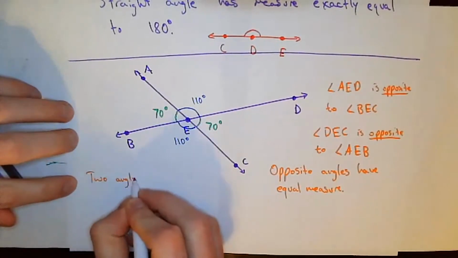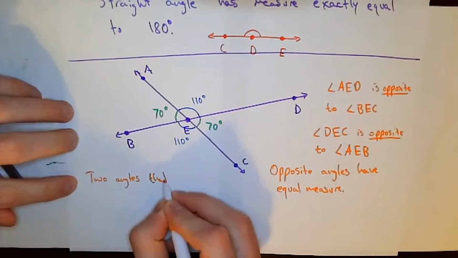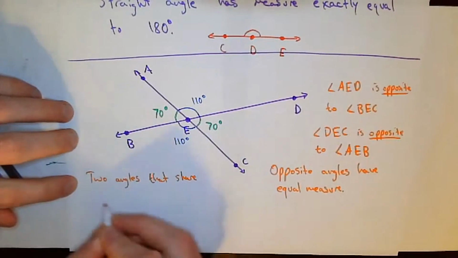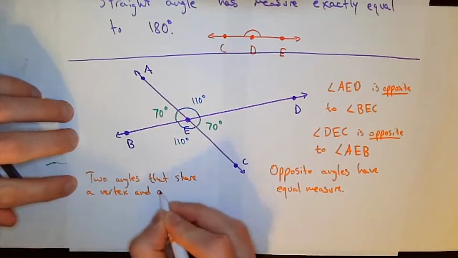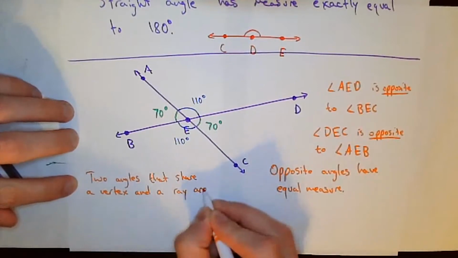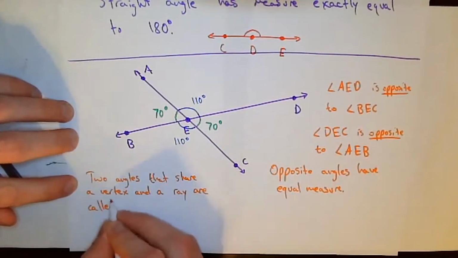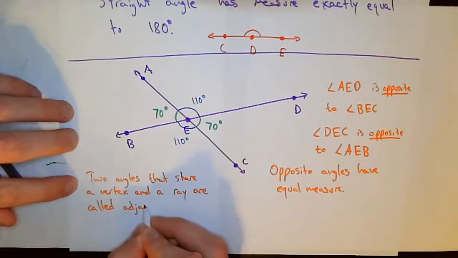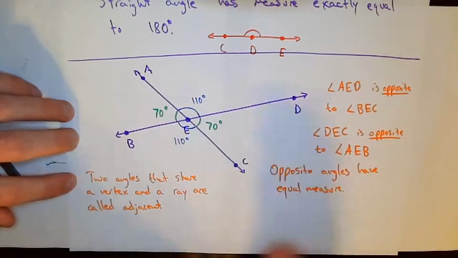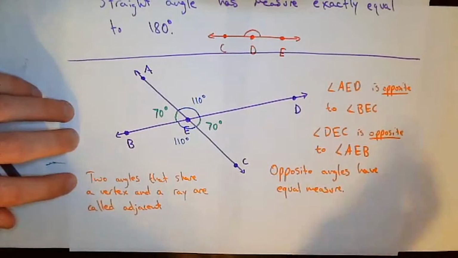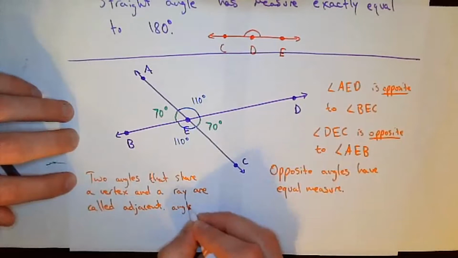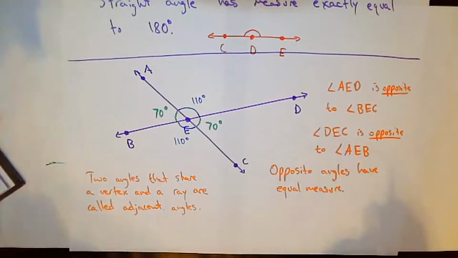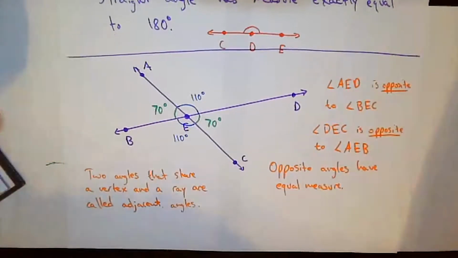Two angles that share a vertex and a ray are called adjacent. Now you might already know that adjacent literally just means two things that are next to each other. Like if you're sitting next to someone, you're adjacent to them. It just means next to. It's the fancy way for it. So two adjacent angles are just two angles that are next to each other.